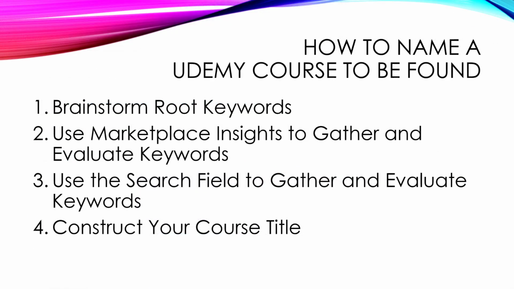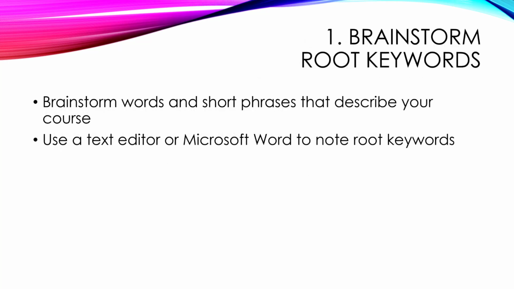I've got a process that I use to name my Udemy courses, and they do quite well in search results. And as a result, they sell well. And this is the process. First, you brainstorm root keywords, and then we're going to go back to Marketplace Insight to gather and evaluate more keywords, and then we're going to use the search field to gather and evaluate even more keywords. Then finally, once we've gathered all these keywords, we're going to use them to construct your course title. So let's look at these steps one at a time.